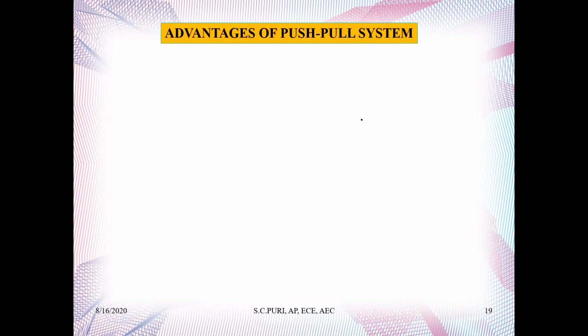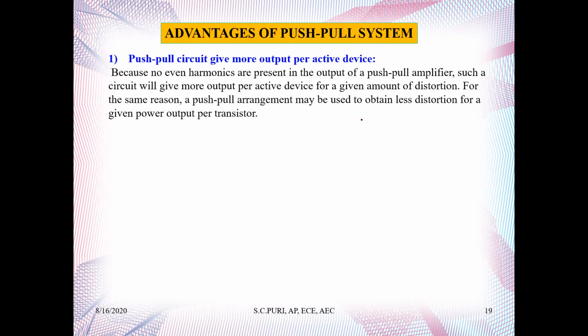Now let us talk about the advantages of the push-pull system. Push-pull circuit gives more output per active device. That means, because no even harmonics are present in the output of a push-pull amplifier, such a circuit will give more output per active device for the given amount of distortion. For the same reason, a push-pull arrangement may be used to obtain less distortion for a given power output per transistor.